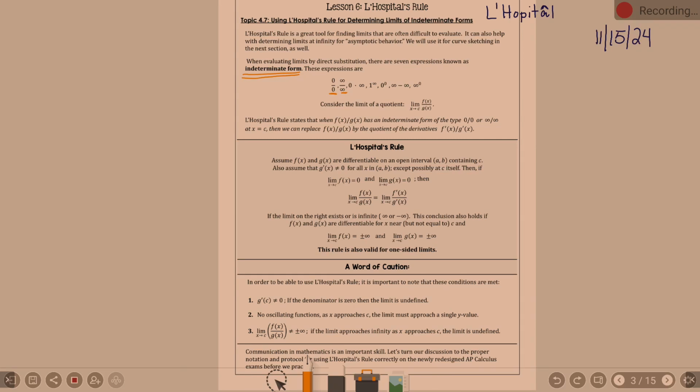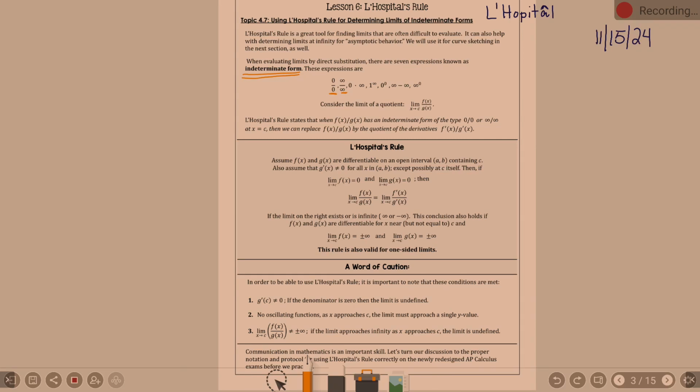A couple of words of caution, because it's really good. I really need to jump into examples to make it make sense. In order to be able to use L'Hopital's rule, it's important to note these conditions are met. The derivative of the denominator at that value cannot equal 0. If the denominator is 0, then the limit is undefined. No oscillating functions. As x approaches c, the limit must approach a single y value. And the limit as x approaches c of f over g cannot equal plus or minus infinity.